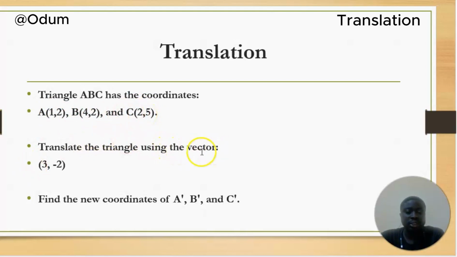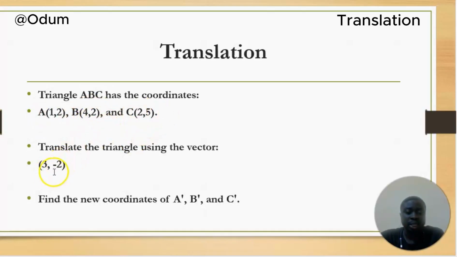Translate the triangle using the vector (3, -2). Find the new coordinates of A prime, B prime, and C prime. So firstly, we have to plot these points. The first one, A, is (1, 2), then (4, 2), and (2, 5). So let's go to our graph.